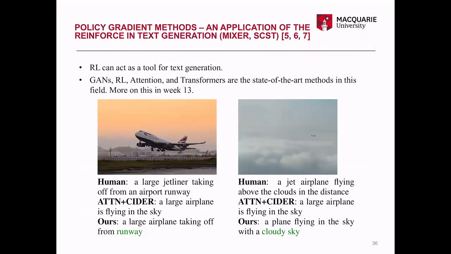So reinforcement learning can act as a tool for text generation. GANs, generative adversarial networks, reinforcement learning, attention, and transformers are all state-of-the-art methods in this field. Mark will talk more on this in week 13, but one of the applications of REINFORCE and reinforcement learning was text generation, and this is one of the examples of that. They turn an image captioning problem, or text generation problem, into reinforcement learning.